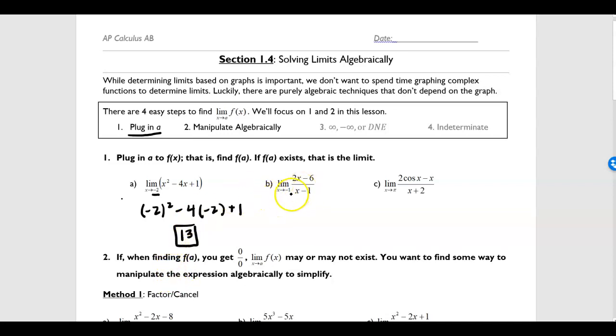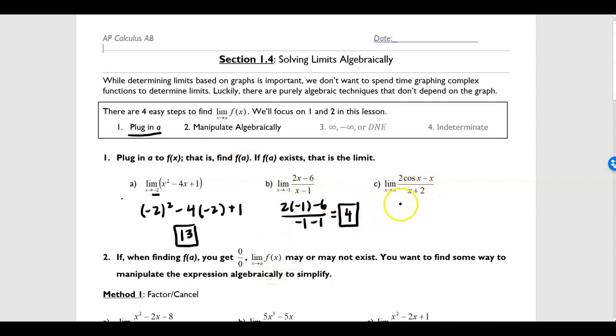In part B, I can evaluate at negative 1, 2 times negative 1 minus 6 over negative 1 minus 1. And so I get negative 8 over negative 2, which is 4.